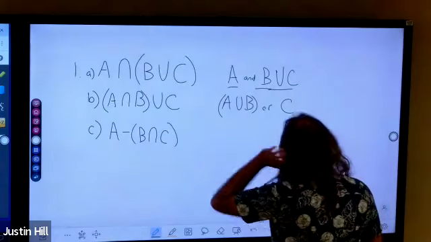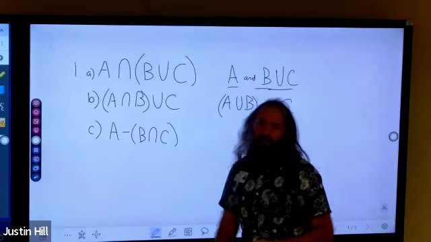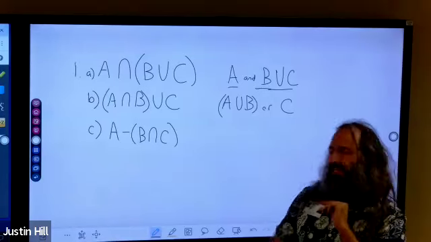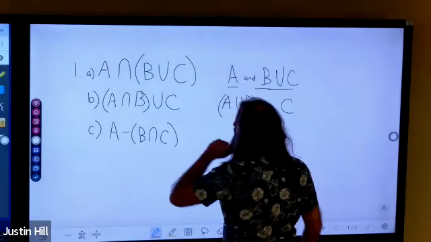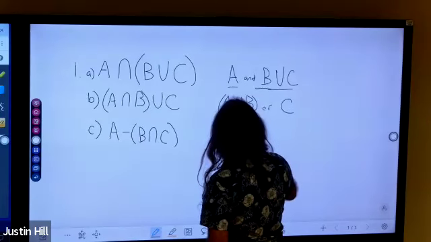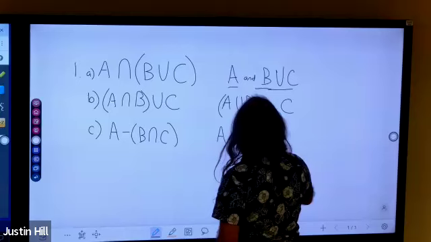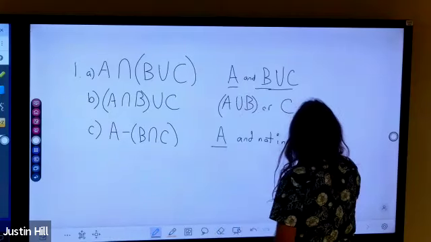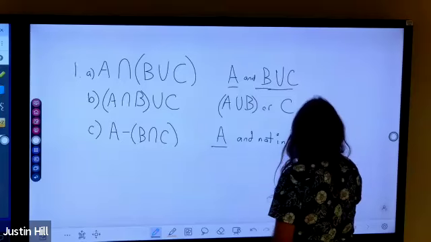So which operation did we interpret as being not only "not in," but "and not in"? And good, that was set difference. So what you would say here is it is in A and not in B intersect C.